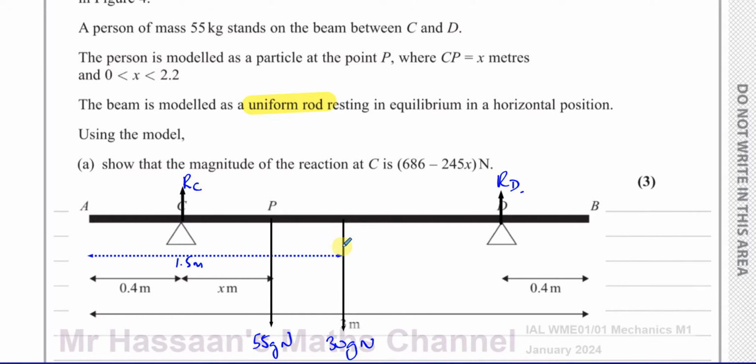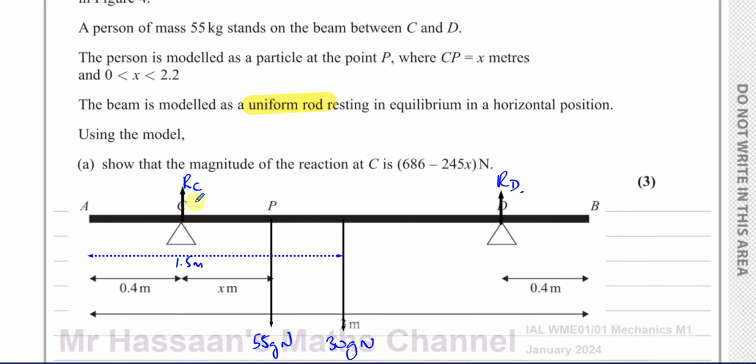So we consider the weight of the beam itself. We consider the weight of the man on the beam. We consider the reaction force of the supports on the beam. That's what we're considering here. All right, so now, show that the magnitude of the reaction at C is 686 minus 245x newtons.